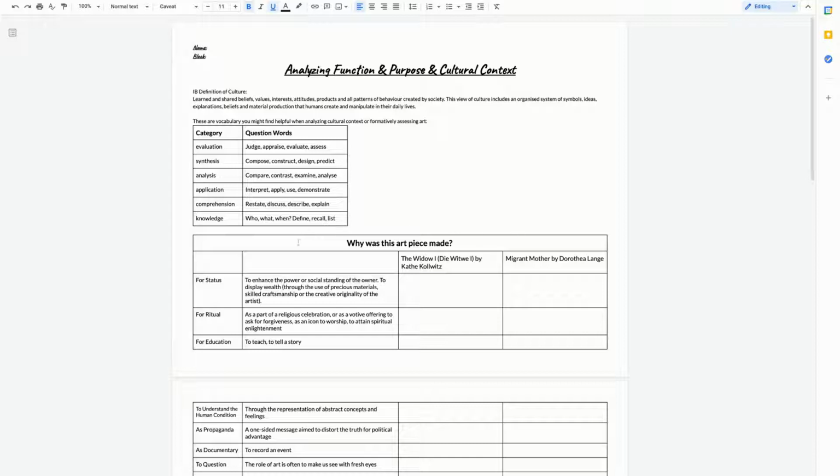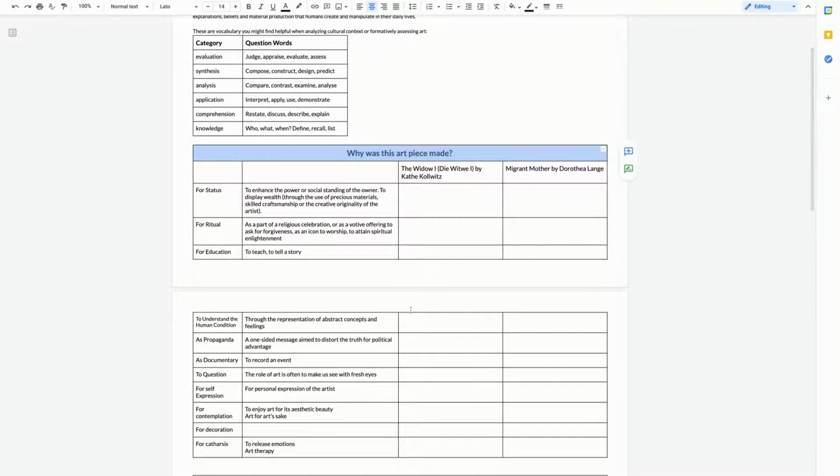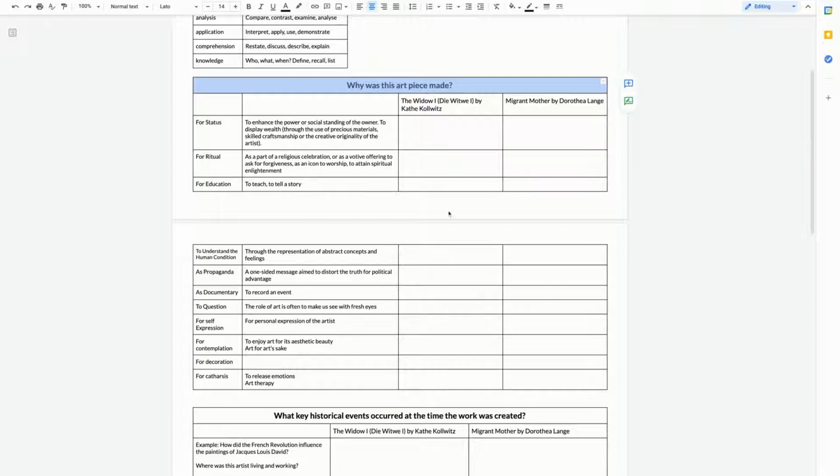So the first question we're going to try to answer is right here at the top in bold. It says, why was this art piece made? There are a lot of different reasons why art can be made, and I have some of those listed here. Now, one of the things that you may find when you're figuring this out is your research. You will have to do your own independent research.